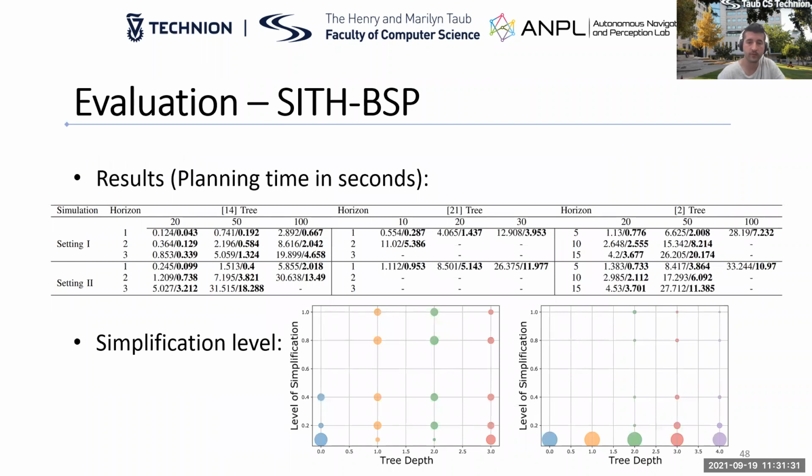Although setting 2 is harder, in this table, we can see our approach leads to significant speedup in all the scenarios we tested. We experiment with changing tree structures, changing horizon, depending on the tree structure, and changing number of particles. We report the mean planning time throughout the scenario for the baseline and for our approach.